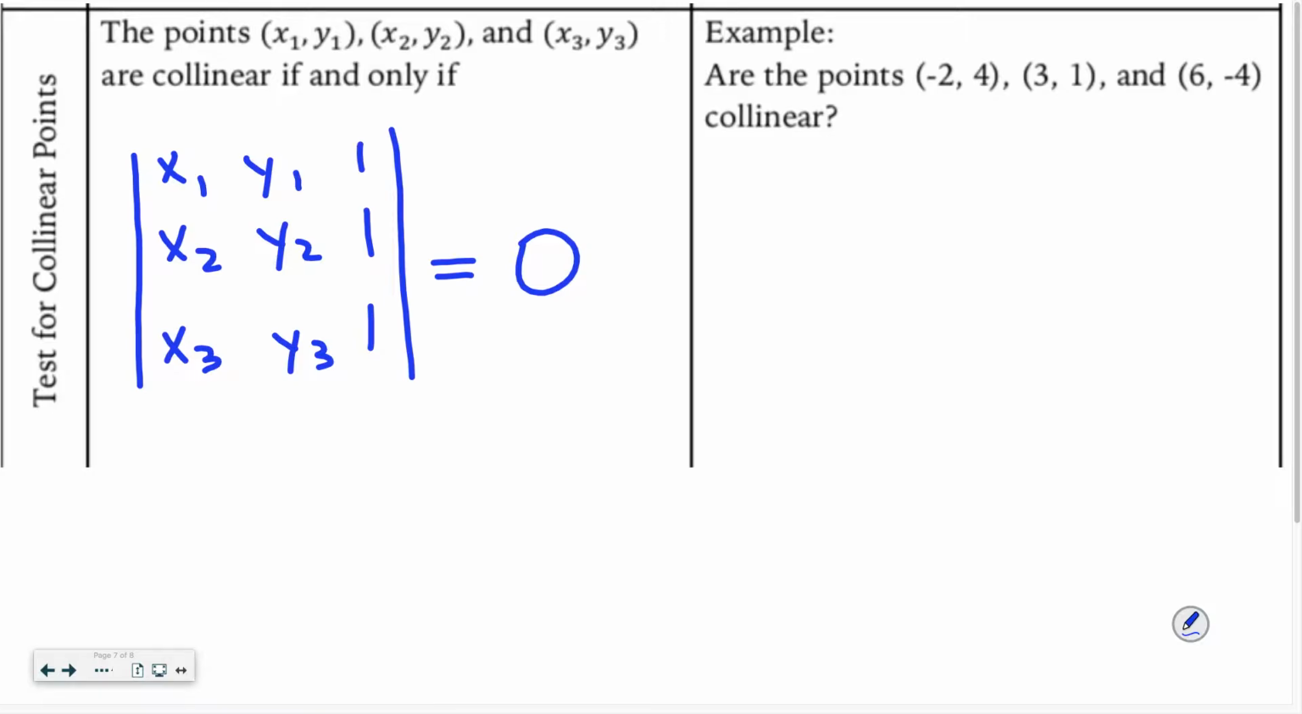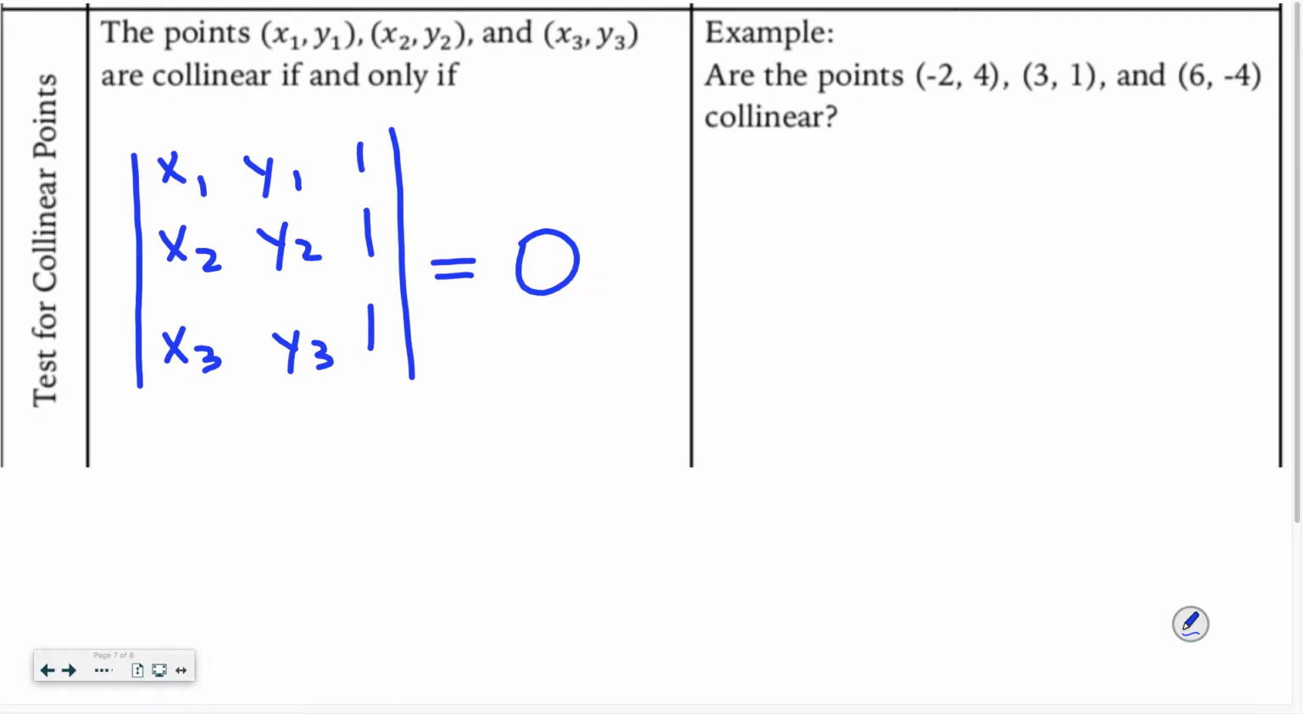So, yeah, we could find the slope from one to the other, and then the slope from the second to the third. But it's also possible for us to put them into this determinant and just calculate. Does it equal 0? Does it not equal 0? Okay? It's kind of nice to have options, right? We can do a lot of cool things with matrices that, yes, we also could do with algebra, but it just gives us another option.